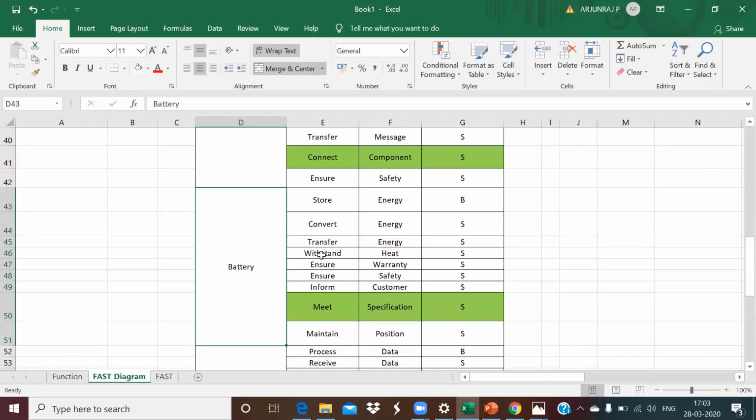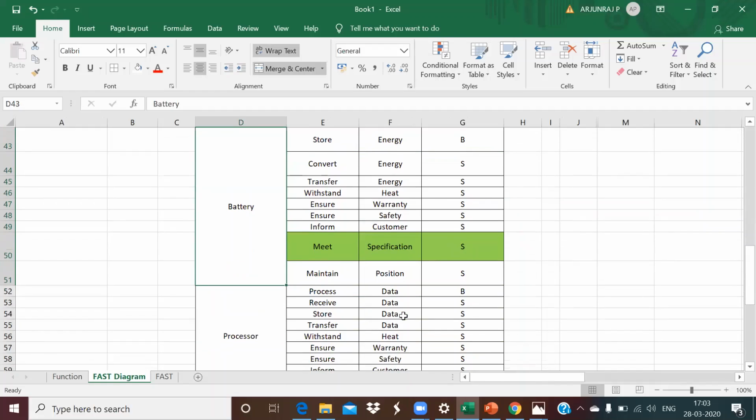So what we have done for the battery is that the basic function is to store energy. It also converts energy. It also transfers energy. It needs to withstand the heat. It will also ensure warranty, ensure safety, inform customer, and it should also meet the specification. Similarly, it should also maintain.